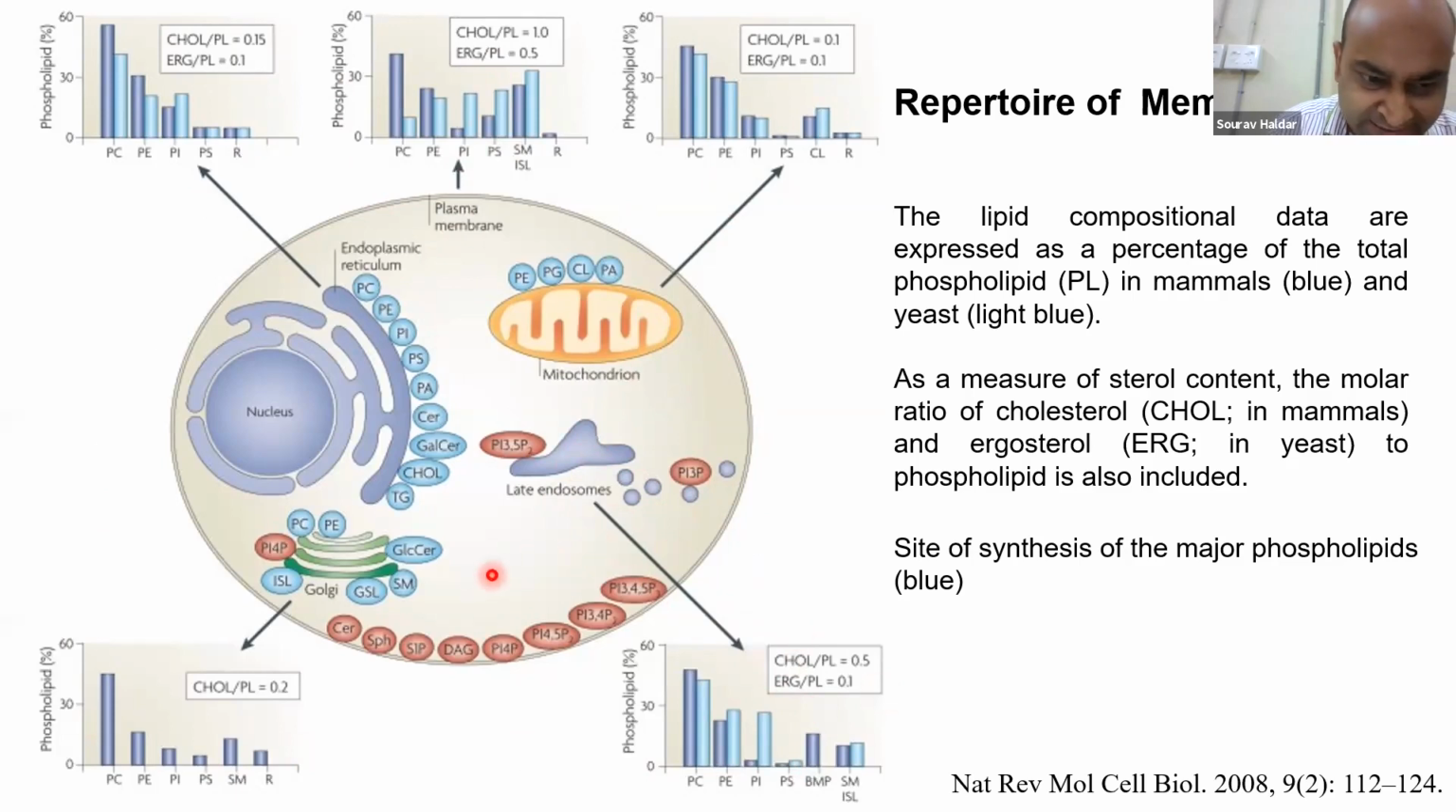One of the key parameters is the cholesterol to phospholipid ratio, and that varies from membrane to membrane. For example, Golgi has a very low cholesterol to phospholipid ratio, 0.2. ER is slightly lower, 0.15, whereas the plasma membrane sometimes has 50-50, 50% cholesterol and 50% phospholipids. So the cholesterol to phospholipid ratio is almost 1. This is a drastic difference, and that difference shows up in the membrane thickness.